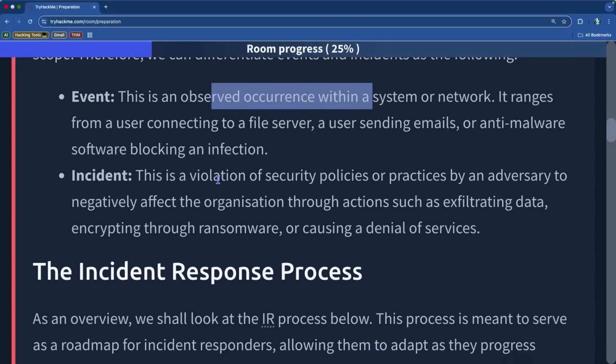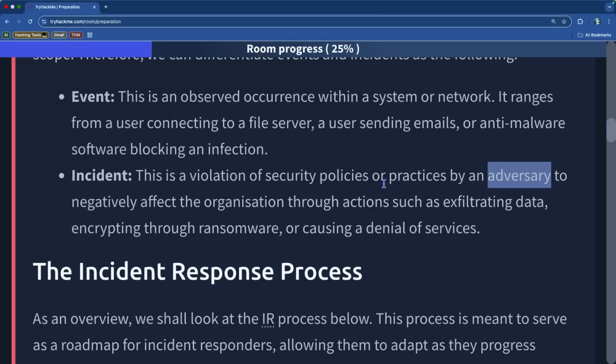The incident is the violation of security policies or practices by an adversary to negatively affect the organization through actions like exfiltrating data, encrypting through ransomware, or causing a denial of service. And I'll even go a step further, and I would say that it's not necessarily an adversary that causes an incident. Sometimes it's an unknowing internal employee or a knowing internal employee, but in that case, if they know that they're causing this, then they would be an adversary.